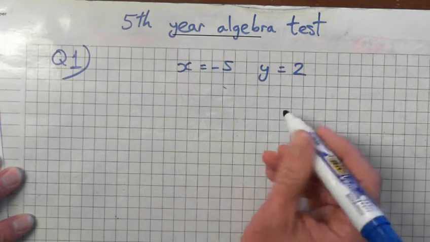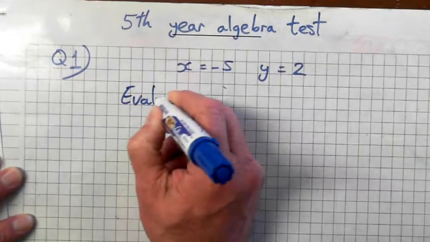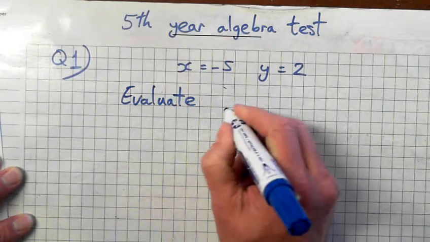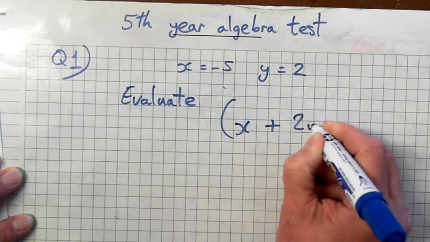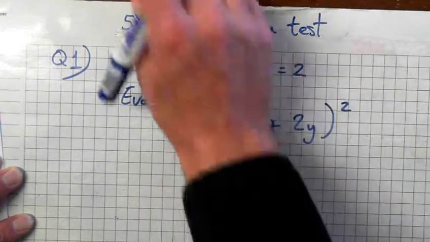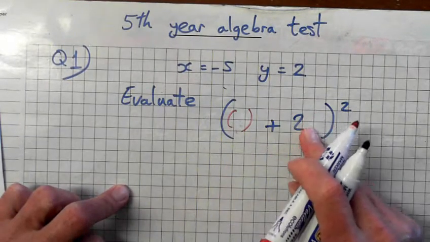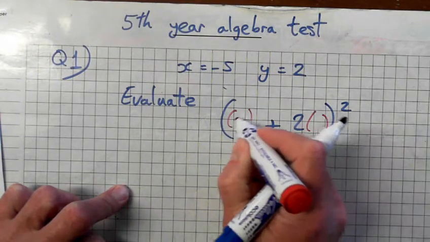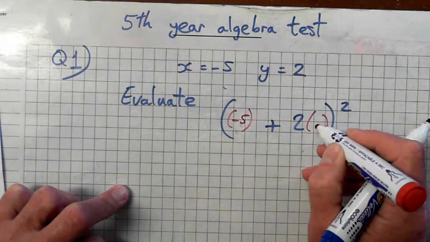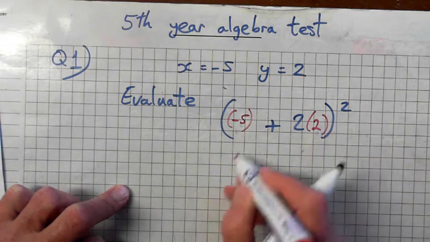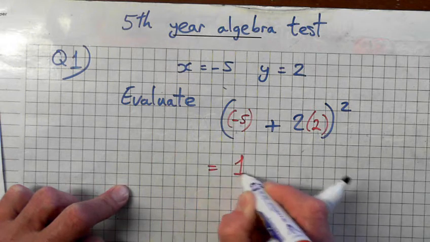Right, so this was, you had to evaluate x plus 2y squared. So first of all you had to replace x with brackets, y with brackets. So this was x minus 5, and here this was 2. Key that into your calculator, and the answer is 1.